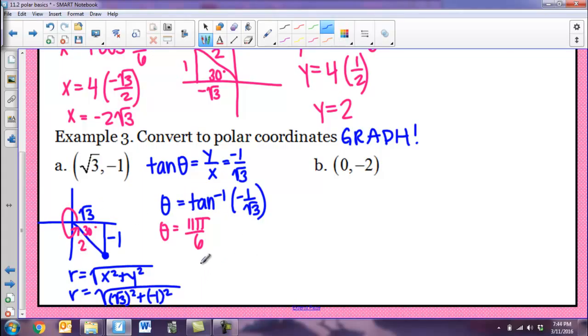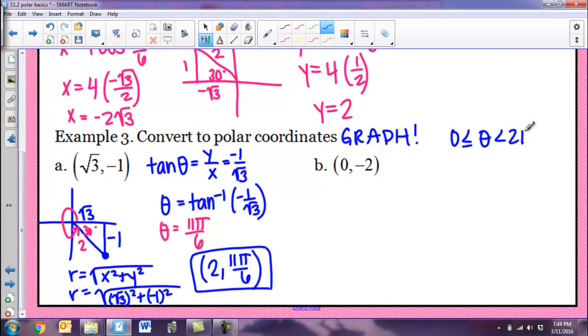Okay, and so when I write my point, I write it r comma theta, so 2 comma 11 pi over 6. Okay, and remember, we were just following that range, that 0 to 2 pi. You could have written this using different theta values, but I just wrote it in between that.